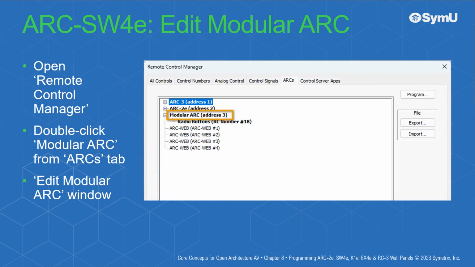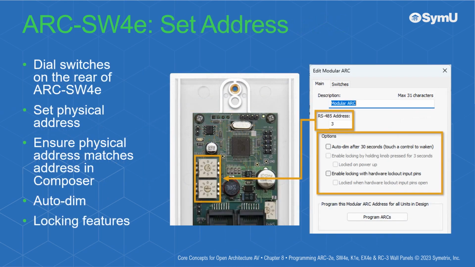Next, open Remote Control Manager and double-click Modular ARC from the ARCs tab that will open the Edit Modular ARC window. Use the dial switches on the rear of the ARC-SW4E to set the physical address. Make sure the physical address of the ARC matches the address in Composer. Auto-dim and locking features are also enabled from the main tab of the Edit Modular ARC window.